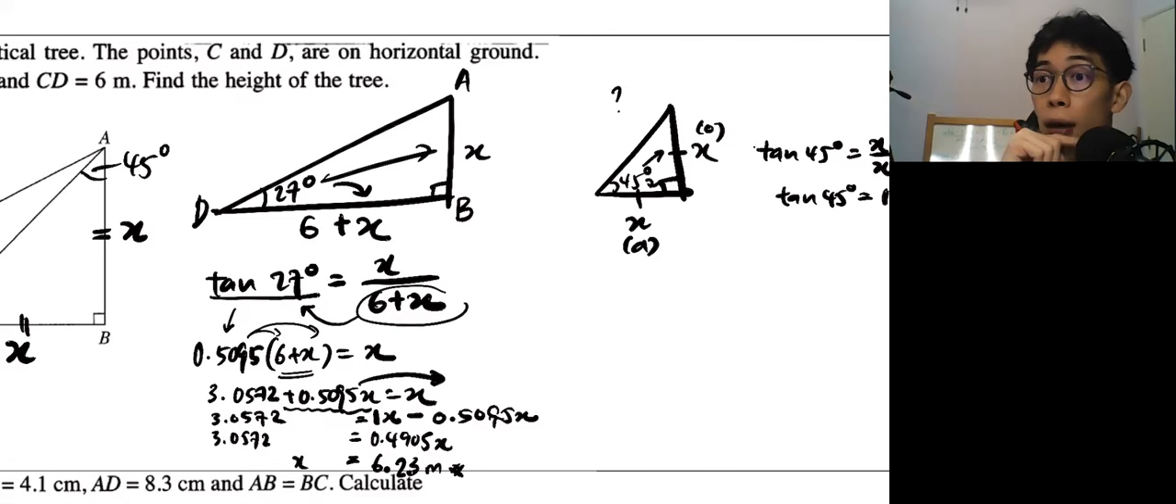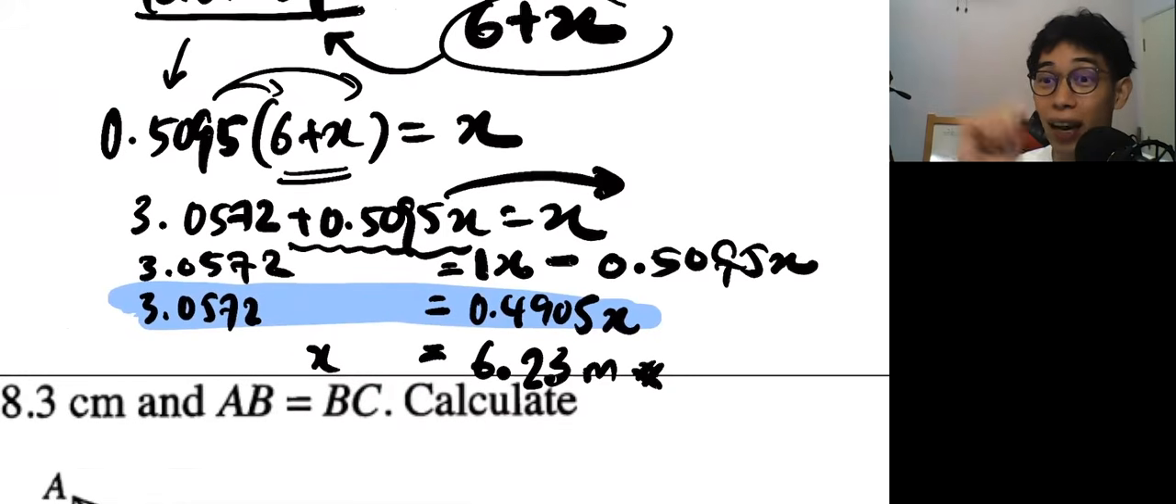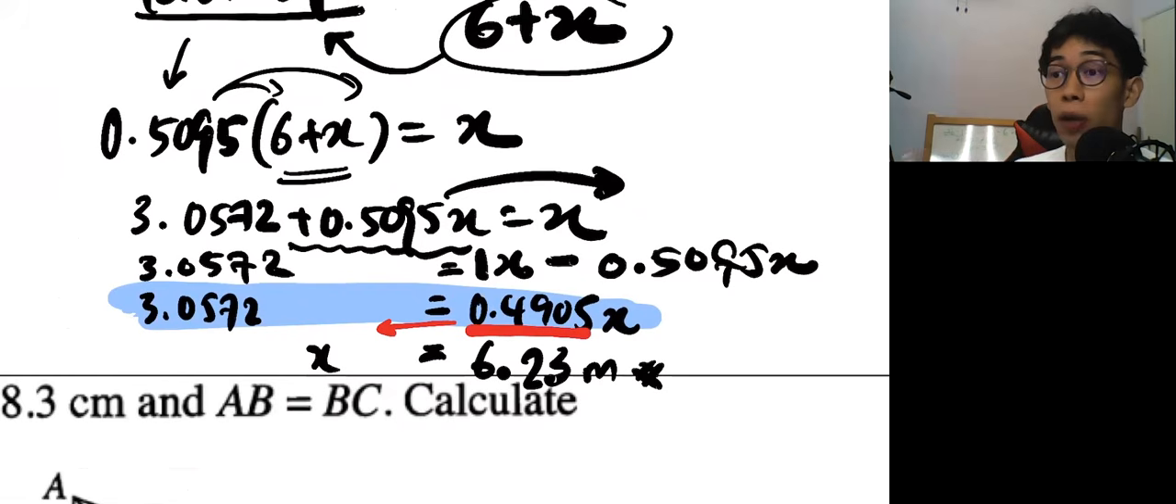Another student's question. Another student says, why not 0.4905 divide by 3? Okay, let me show you this. You are talking about this side, I know. Because we want to get the x. So to get the x, you have to take your multiply and bring it over there to divide. That's why we have to get 3.0572 divided by 0.4905. That's the reason. Understand? Did I answer your question? Let me know if I didn't.